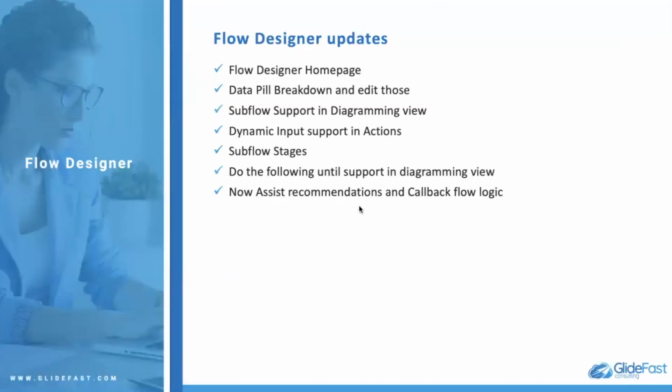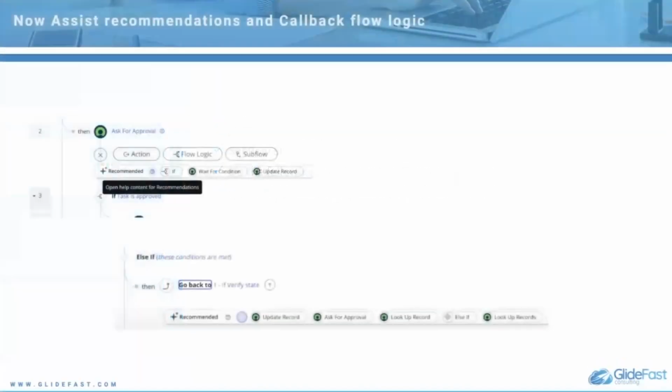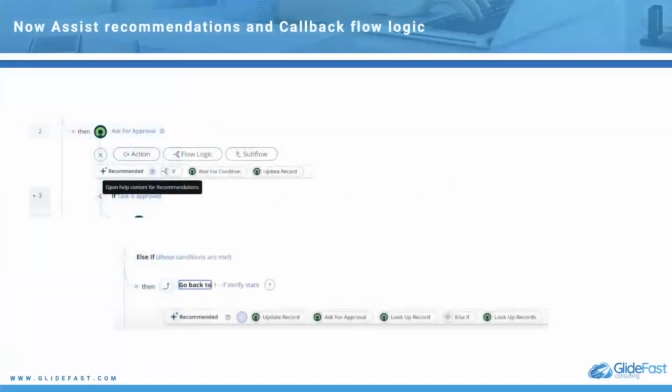Then we have Now Assist recommendations and callback flow logic. Now Assist recommendations are not available for PDIs for now, and will be available later, around November, which is the expected timeline. If you are creating anything new, such as an action, flow logic, or subflow, it will recommend what you are going to create, like either a condition or an action. You will see these recommendations here.